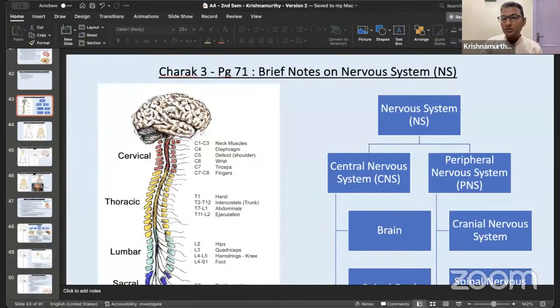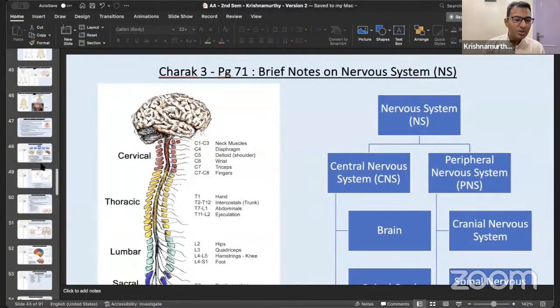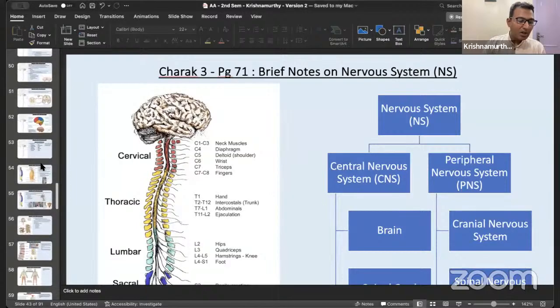Okay. So today we will learn Charak 3 of semester 2, which is related to how we treat the spine using Ayurvedic acupressure. This is a very, very important topic because we use this extensively. As Ravindra sir told, it is used very much.